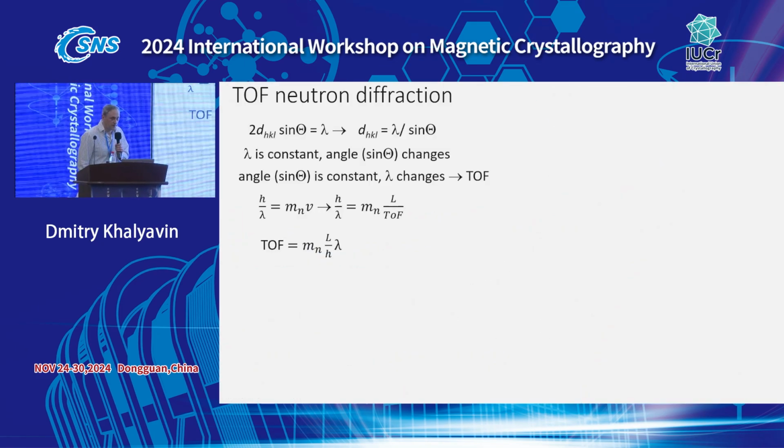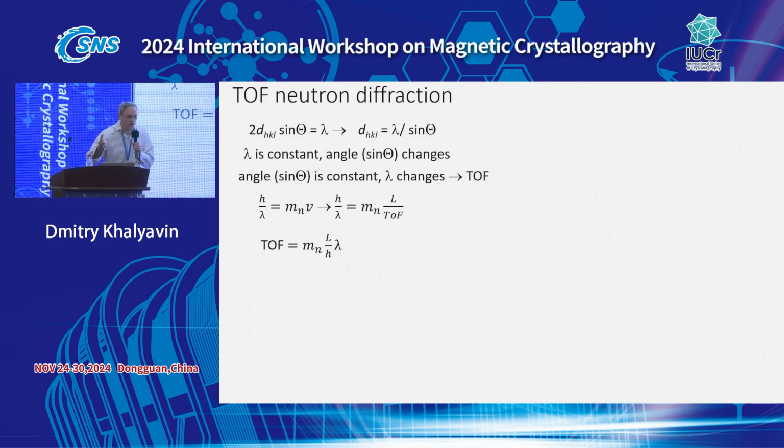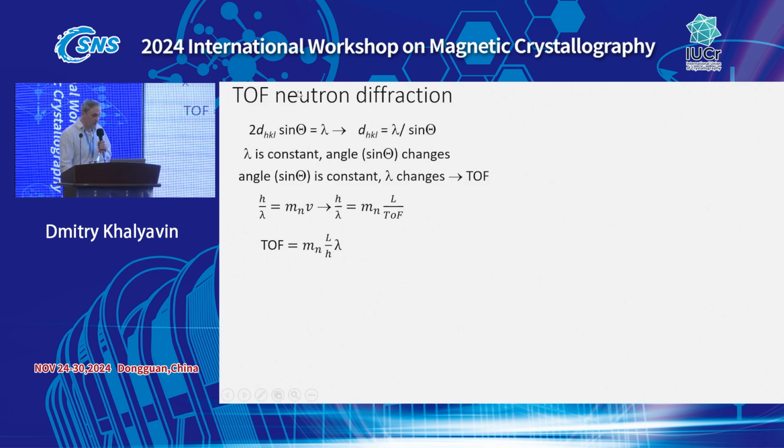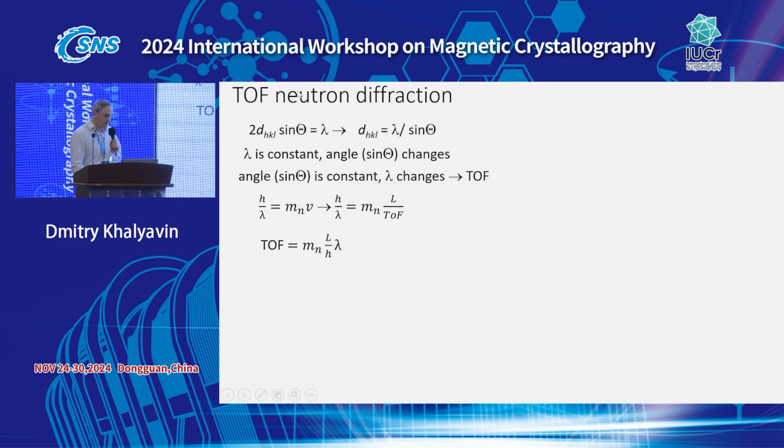Okay, as Takashi pointed out yesterday, if you look at the Bragg law, we can see that we can satisfy the diffraction condition in two ways. One of them, we fix our lambda and we change the angle. That is the usual way to measure diffraction patterns, what an X-ray lab machine does. And there is another way: we can fix the angle and change lambda.